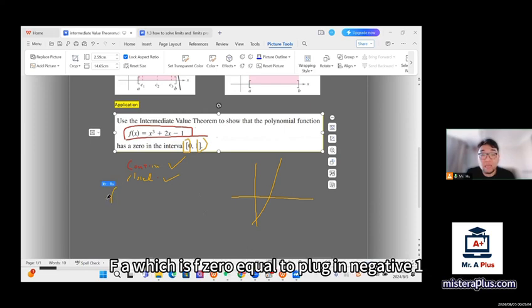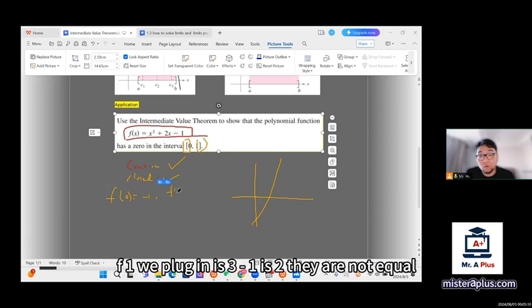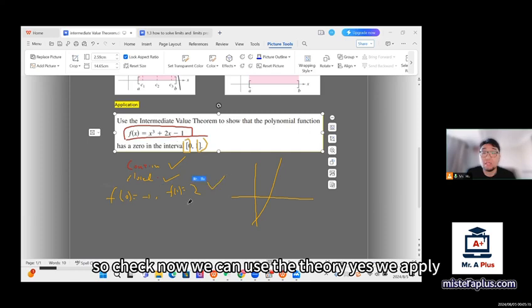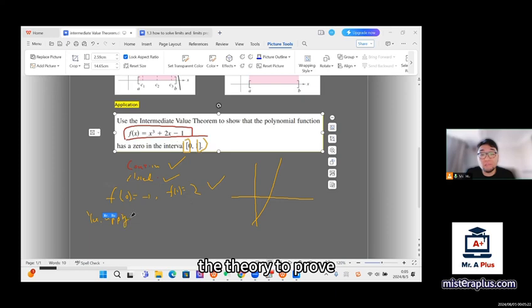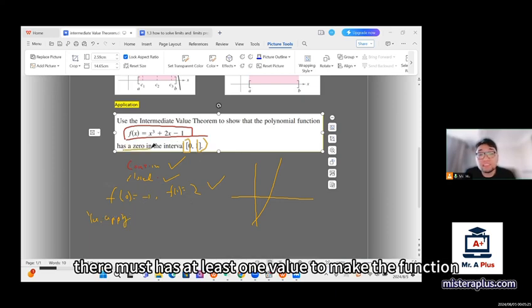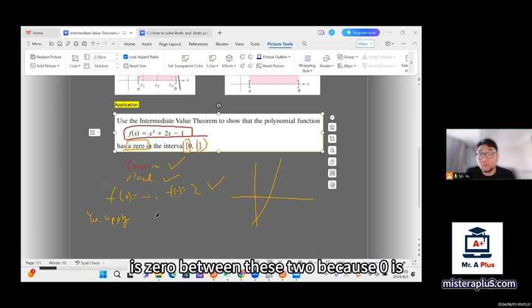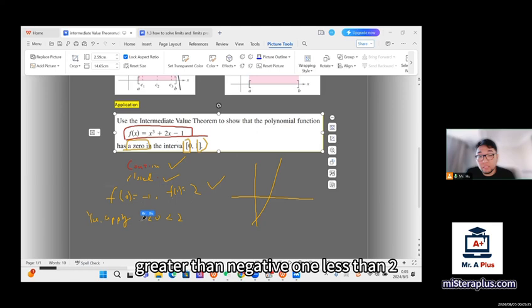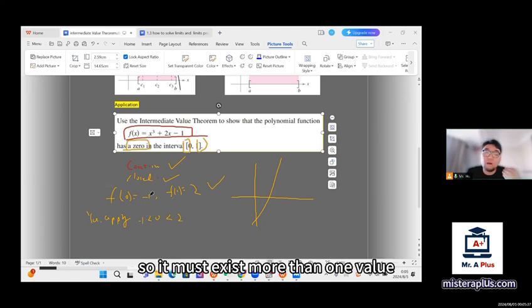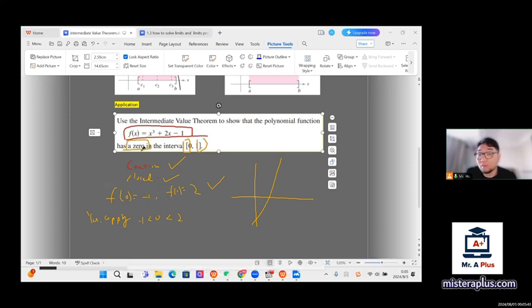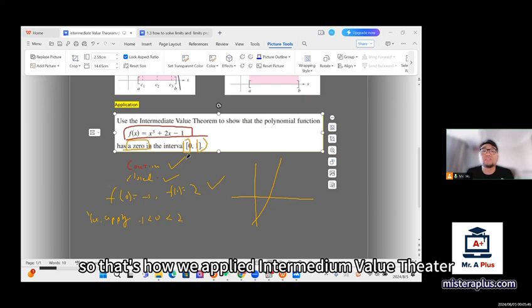Third, let's check. f(a), which is f(0), equals, plugging in, -1. f(1) we plug in is 3 minus 1, which is 2. They are not equal. So check. Now we can use the theorem. Yes, we apply the theorem to prove there must be at least one value that makes the function 0 between these two, because 0 is greater than -1 and less than 2, so at least one value must exist. Maybe one, maybe more than one, at least one between these. So that's how we apply the Intermediate Value Theorem.